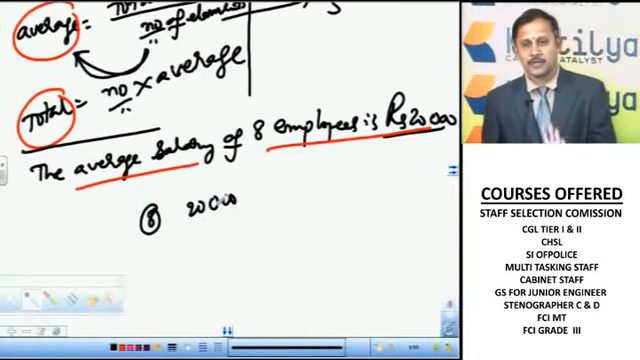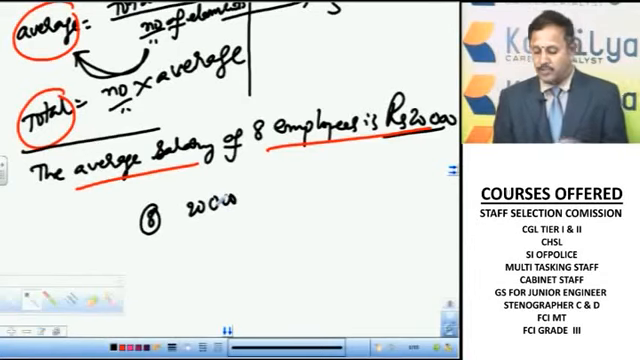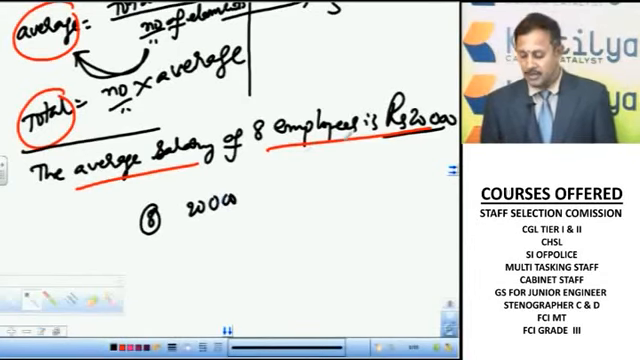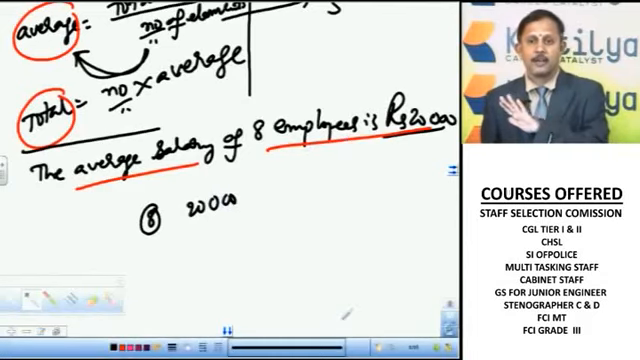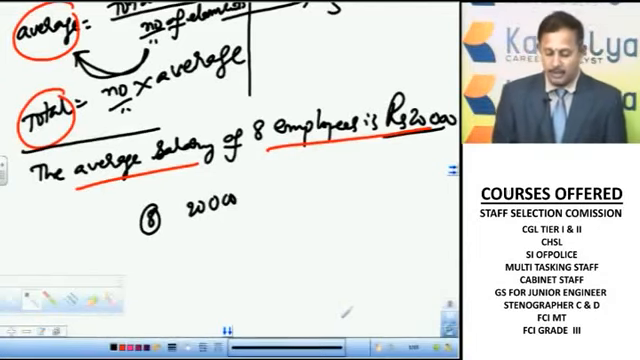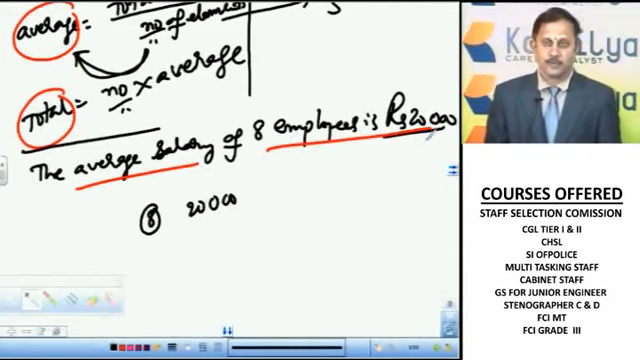Friends, what you have to observe is that the average salary of 8 employees is 20,000. It doesn't mean that the salary of each one is exactly 20,000. One may get 30,000, the other can get 10,000. But we are not particular about the salary of the individual. There are 8 members in the group and their average salary is given as 20,000.